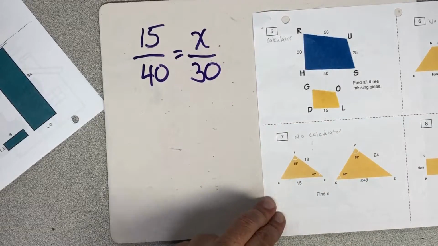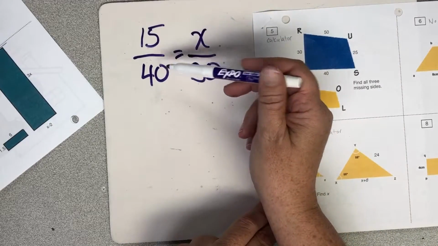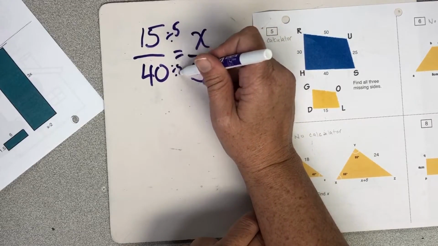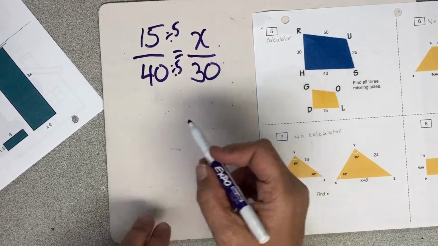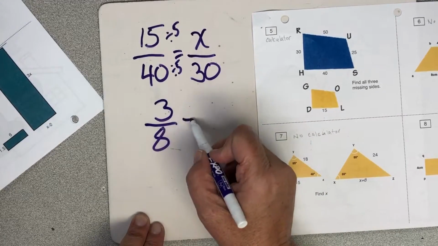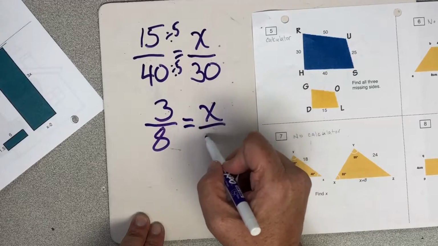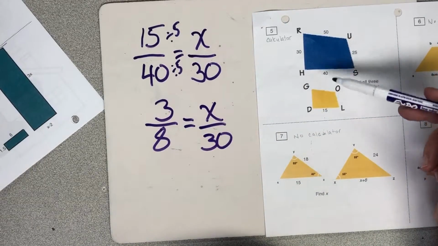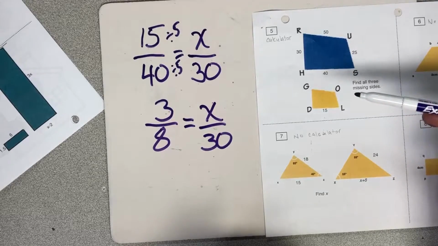Before I try to do this, I'm going to simplify. 15 over 40, you can divide top and bottom by 5, and that ratio, instead of 15 to 40, becomes 3 over 8, which is much easier to deal with. In fact, that means that we now know the scale factor from the blue to the yellow is 3 over 8, which should make the rest of our problem work very swiftly.